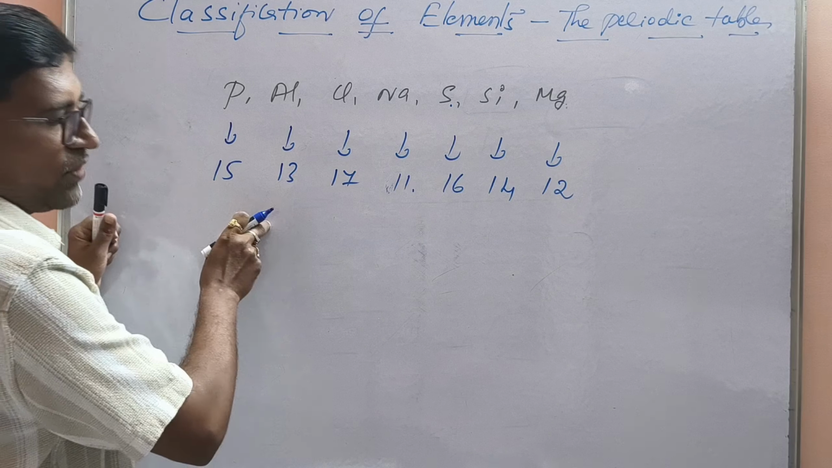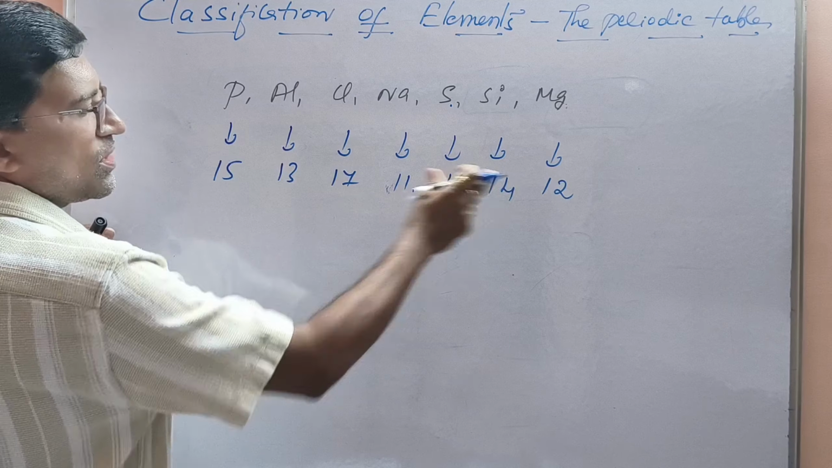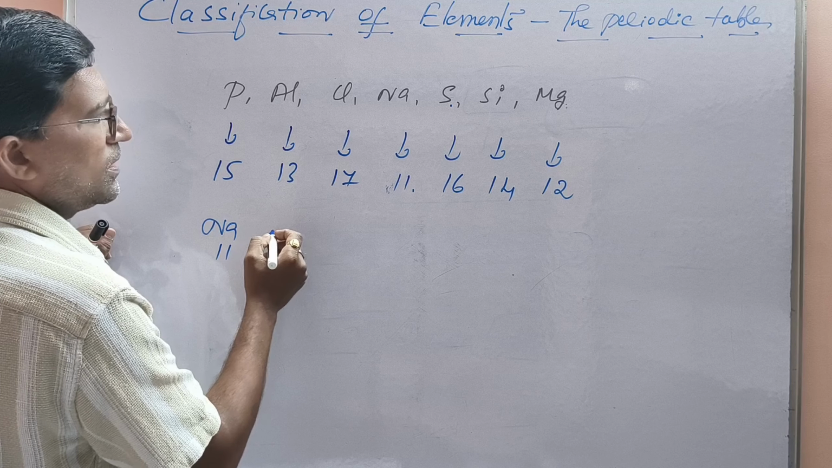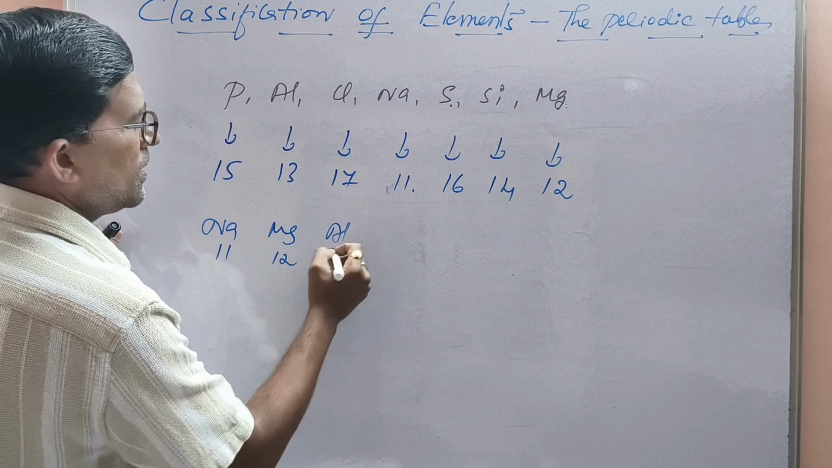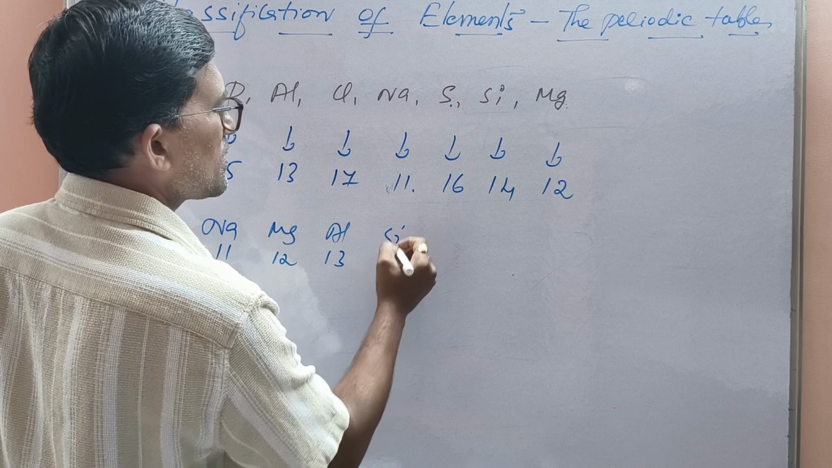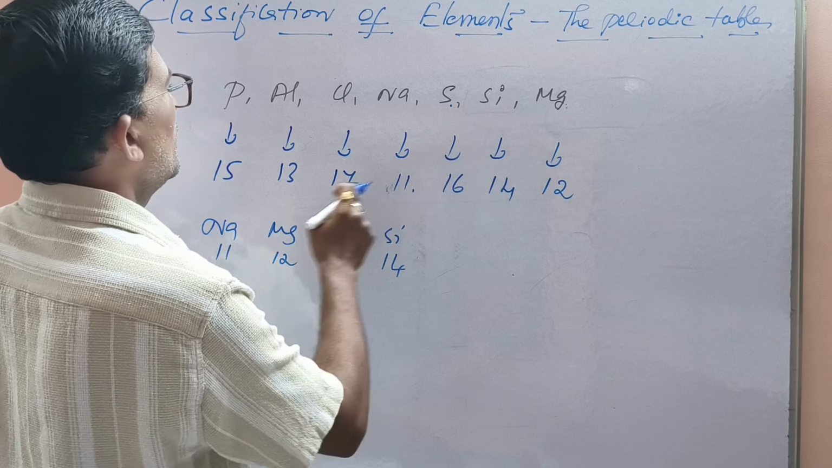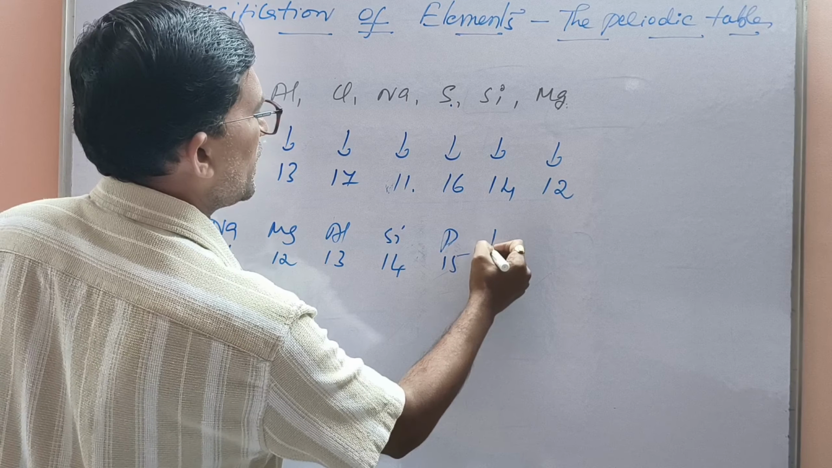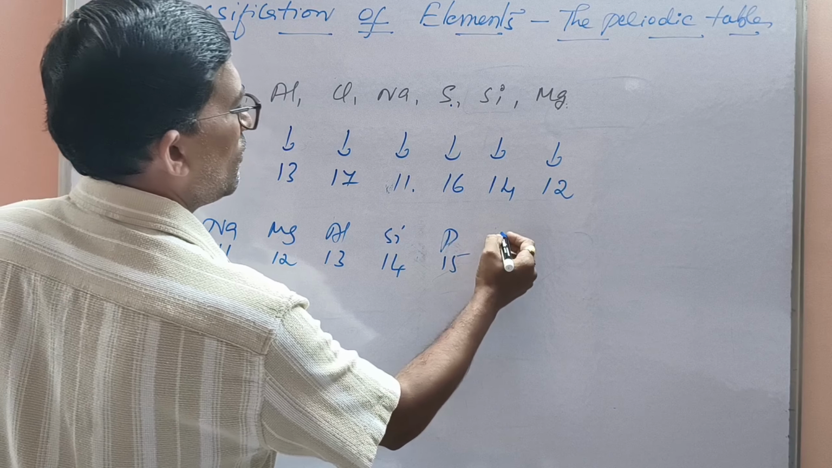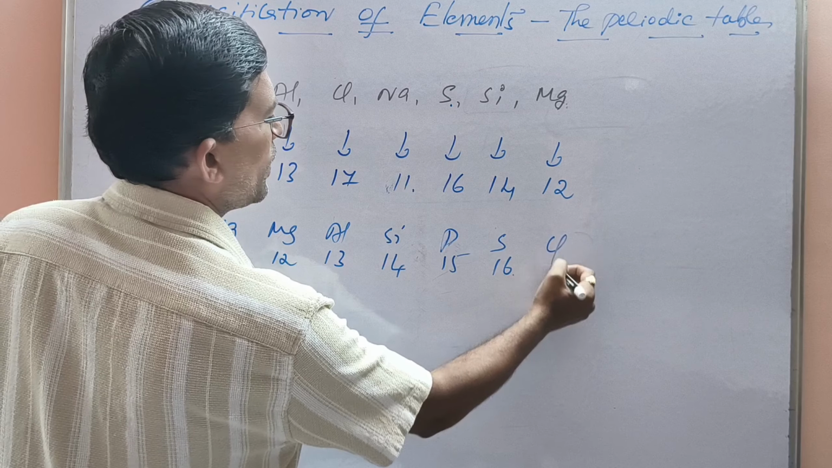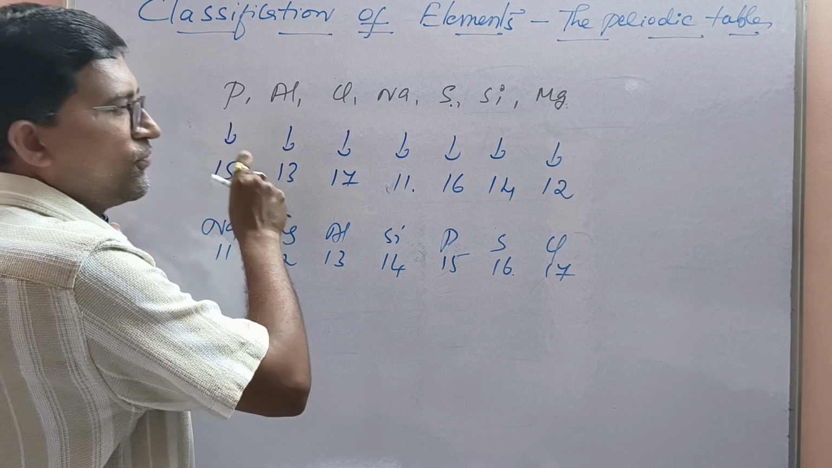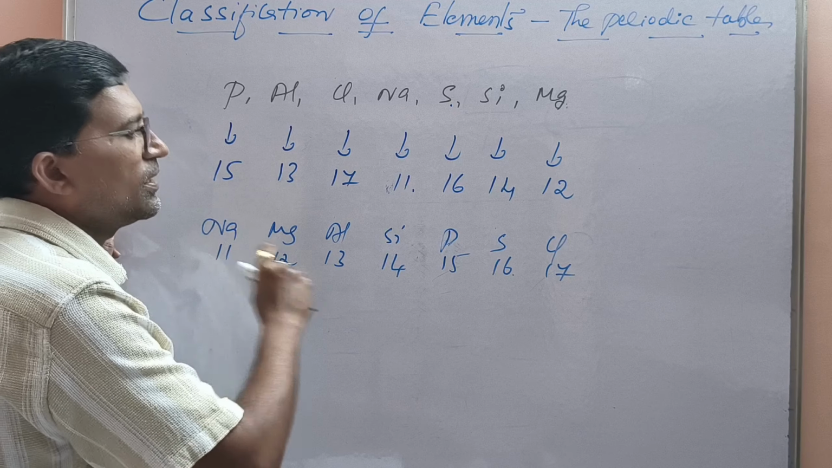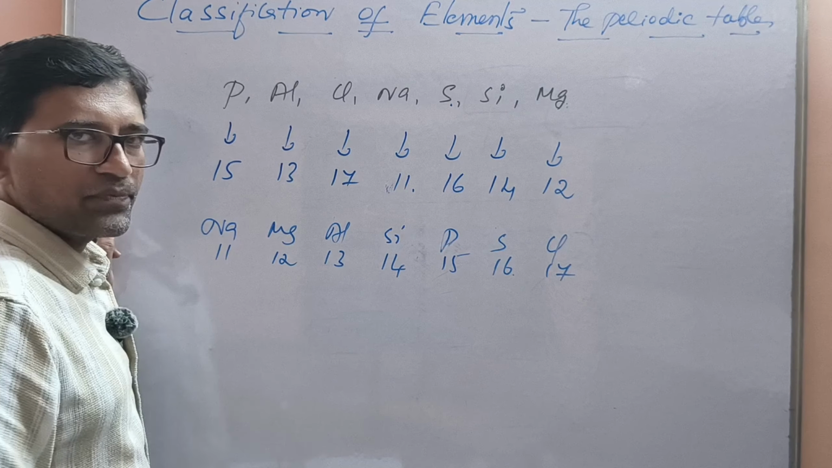Now, if you write these atomic numbers in perfect ascending order, the first one is sodium, 11. Next is magnesium, 12. Next is aluminum, 13. Then silicon, 14. Next is phosphorus, 15. Next is sulfur, 16. Next is chlorine, 17. If you know the atomic numbers, please initially write the atomic numbers of all the given elements in ascending order, first of all.